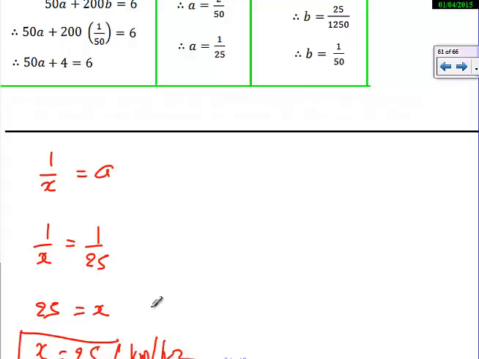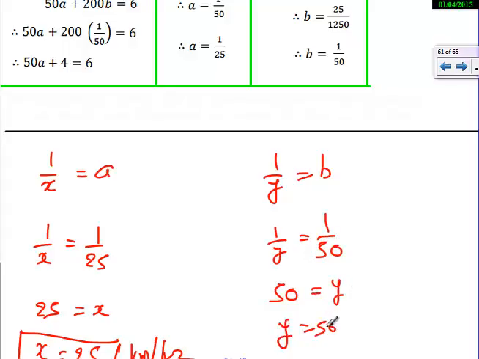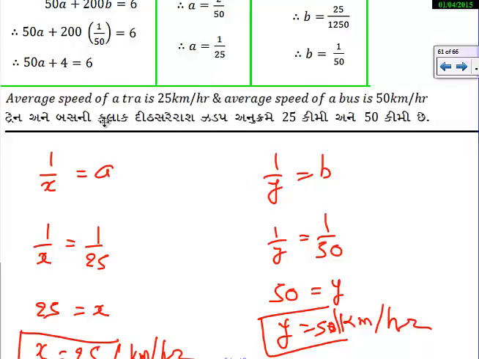per hour. Now what about bus? So 1 upon y is equal to b. b की वैल्यू है 1 upon 50. 50 ये साइड चला जाएगा. 50 is equal to y. y is equal to 50 kilometer per hour. So speed of a bus is 50 kilometer per hour. So you need to write the statement at the end that average speed of a train is 25 kilometer per hour and average speed of a bus is 50 kilometer per hour.